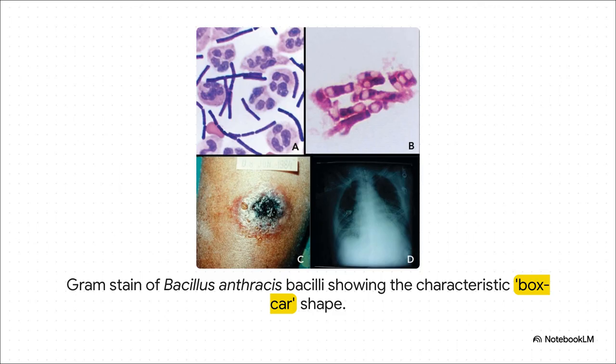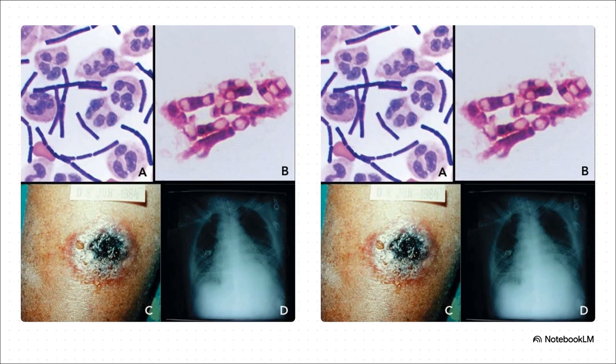And this slide right here perfectly shows the classic presentations. Over in panel C, you've got that painless black eschar from cutaneous anthrax, a really striking finding. But the one that screams bioterrorism event is in panel D, the chest x-ray showing that widened mediastinum. That's from hemorrhagic lymphadenopathy in inhalational anthrax. It is a hallmark sign.